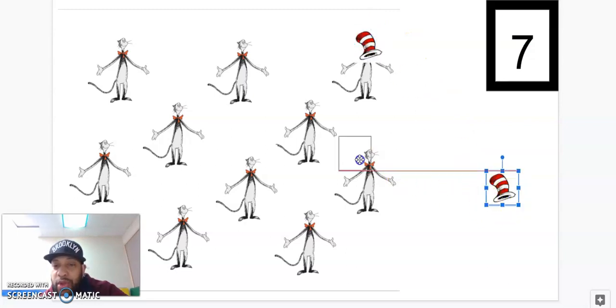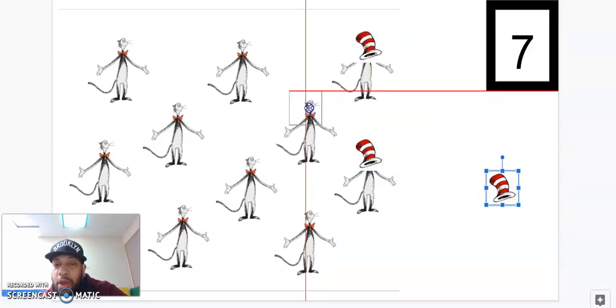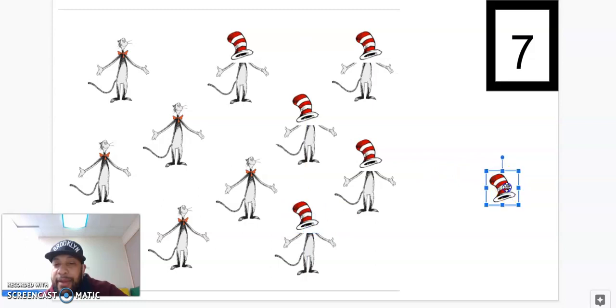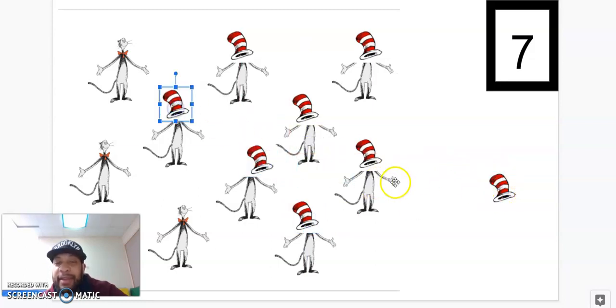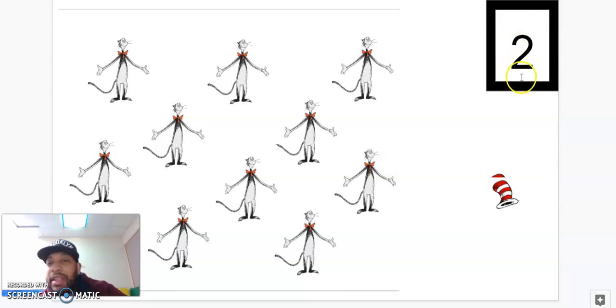One, two, three, four, five, six. Seven. Seven hats. This number is two. We are now going to count two hats.